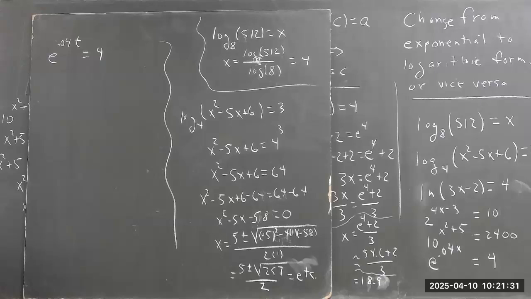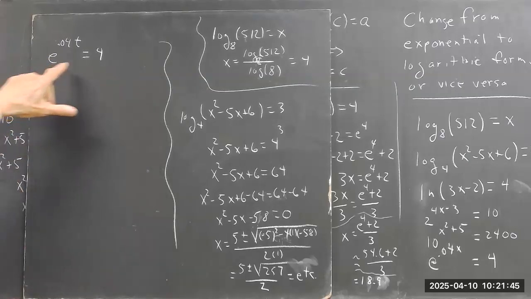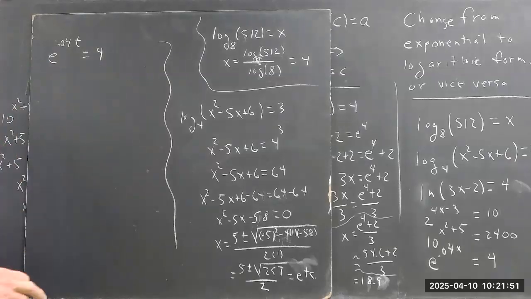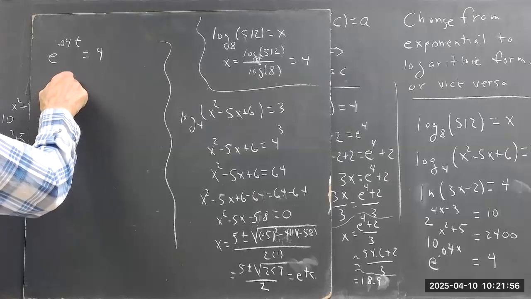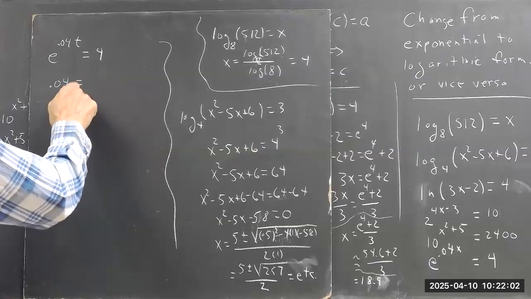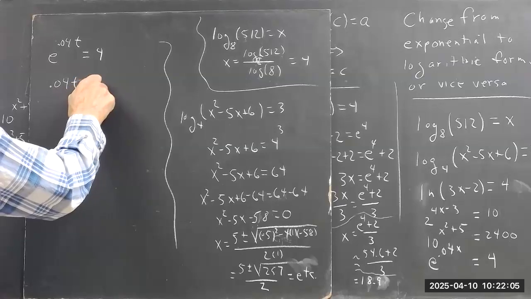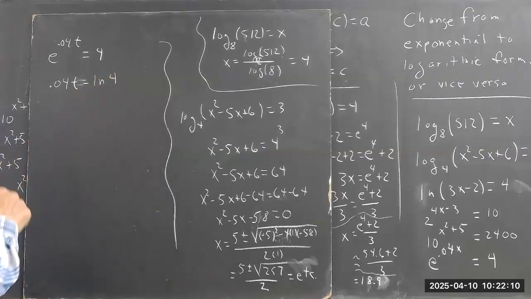So you end up with equations like this when you try to calculate how long it's going to take for your $1 to grow to $4. Okay. That's essentially what this is going to tell you. Now we'll see that when we look at some of these applied problems, but this pops up a lot. So how do we? Well, this ends up with 0.04 t equals the natural log of 4.